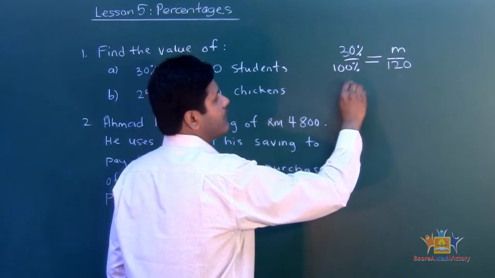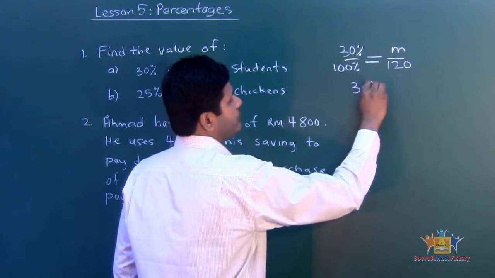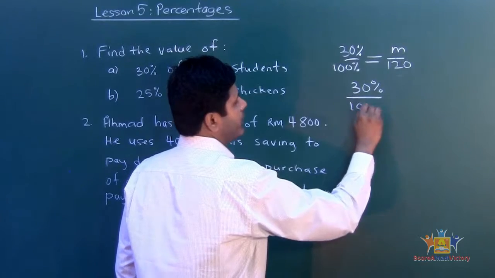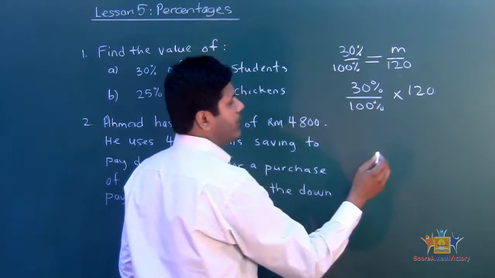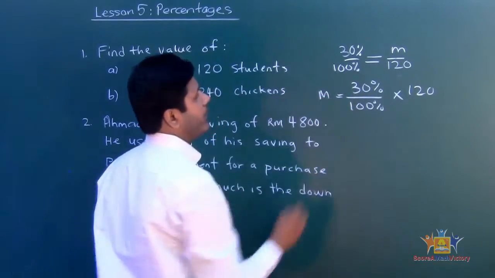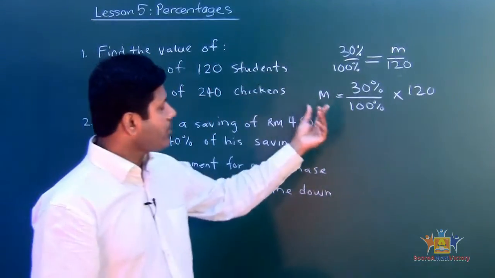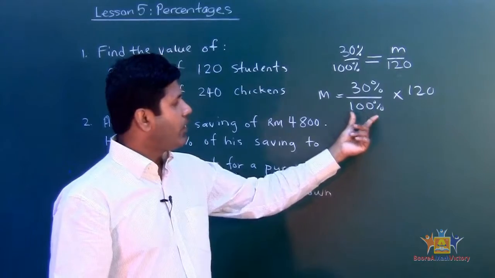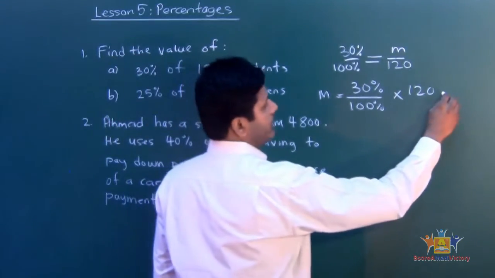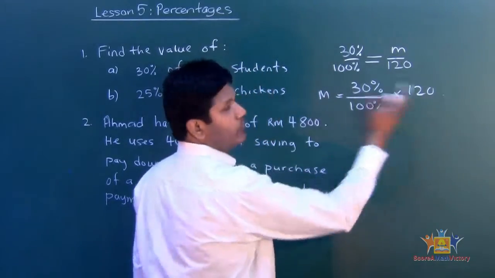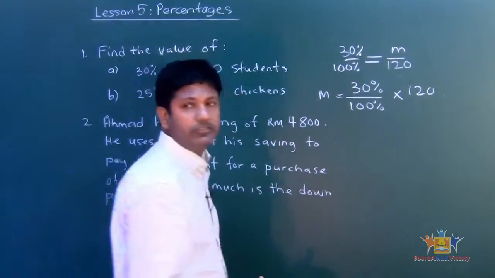So in this case, division across the bridge becomes multiplication. 30% over 100% times 120, okay, which equals M. You can write it that way. Alright, M equals 30% over 100% times 120. Okay, now you can even leave the M here too, doesn't matter. You can move it up. Alright, doesn't matter, it's still the same.